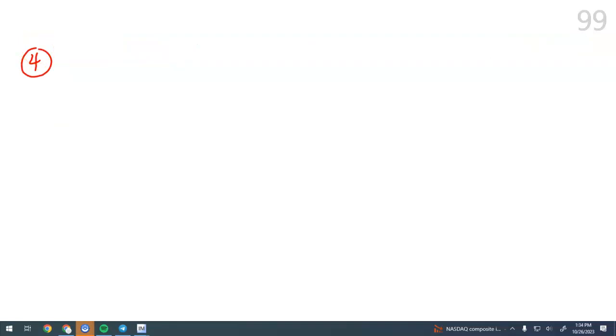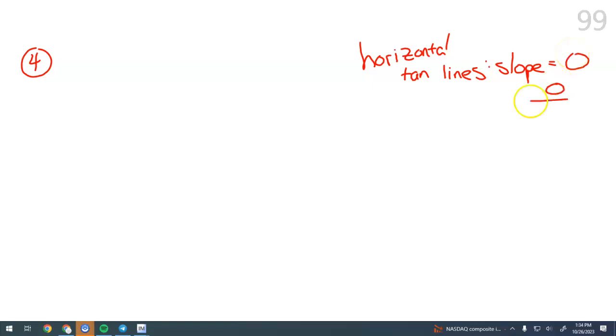Oh, we got a little note box there. Horizontal tangent lines. Be careful how you abbreviate horizontal. What's the slope of a horizontal tangent line? 0. So if you have a fraction, it's 0 over anything, which is 0, unless the bottom is 0, but that's not going to come up.